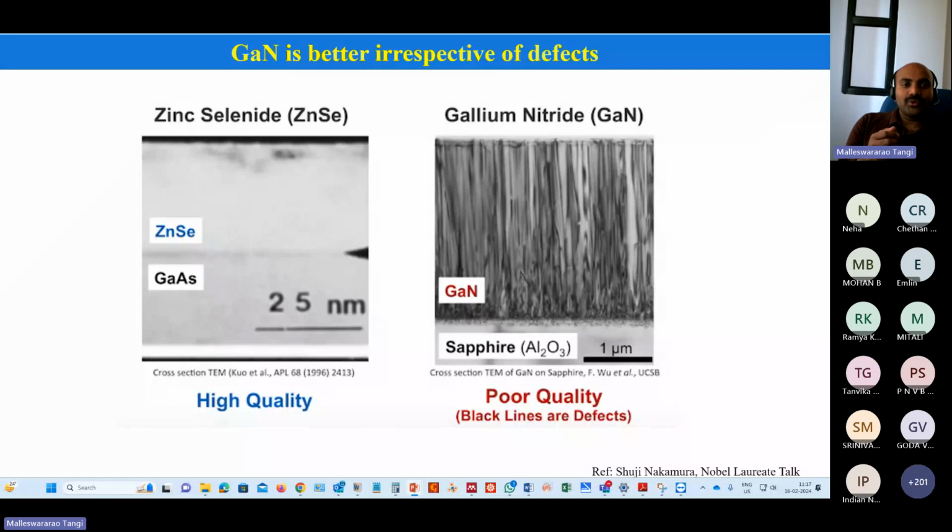So as compared to other semiconducting materials, gallium nitride exhibits a very high density of defects like dislocations, as you can see in this figure.